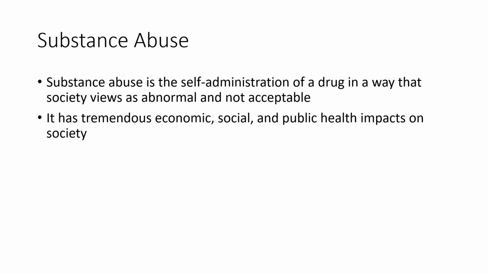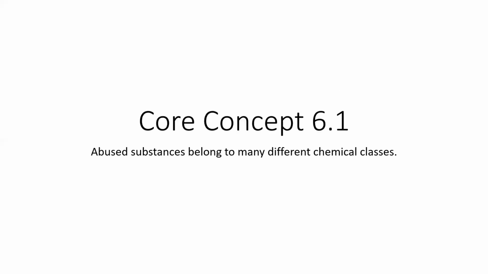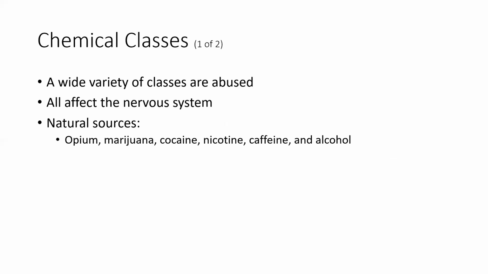So first is substance abuse. It is the self-administration of a drug in a way that society views as abnormal and not acceptable. It has tremendous economic, social, and public health impacts on society. So we're going to be learning about abused substances. They belong to many different chemical classes. A wide variety of classes are abused, and all affect the nervous system because the brain is the target.